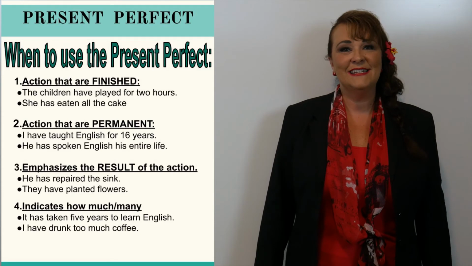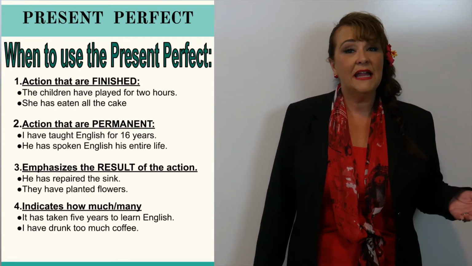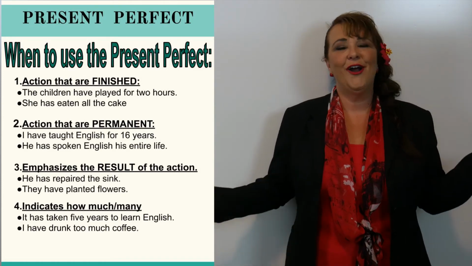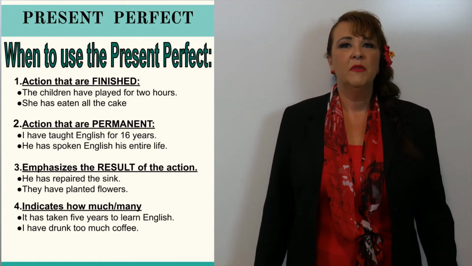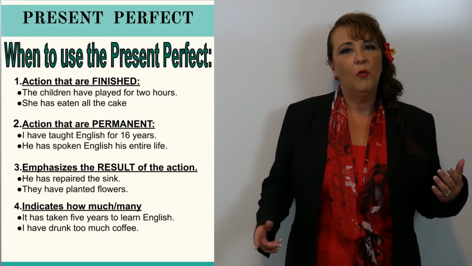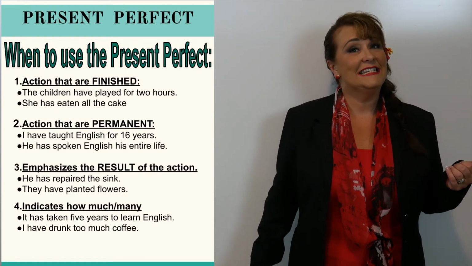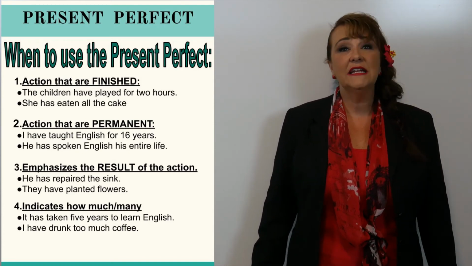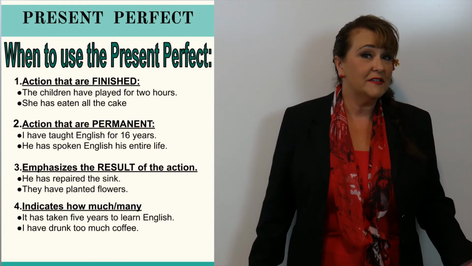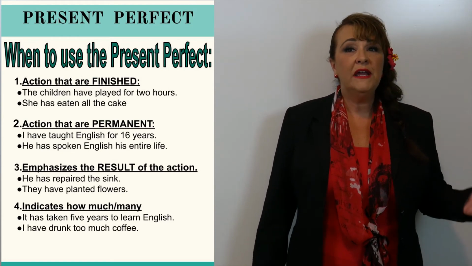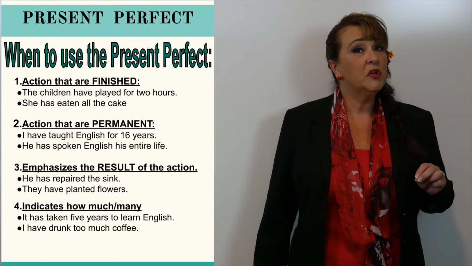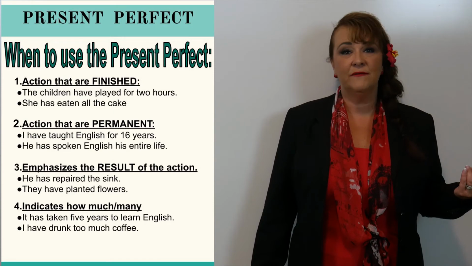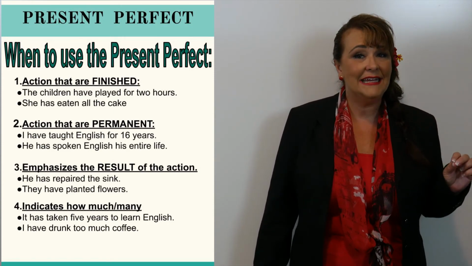Let's look at the next example. They have planted flowers. Unspoken result, the yard looks amazing. We'll contrast that later when we get into the present perfect continuous, and I think it will make more sense. Now let's look at the last usage of the present perfect. We use the present perfect when we're trying to indicate how much or how many of something have been completed.